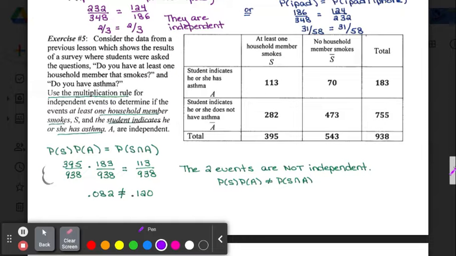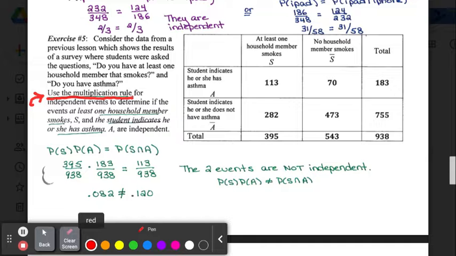So on this last problem on this page, we're going back to our students who have asthma and live in a household where at least one person smokes. We've been doing this a bunch of times so far this unit. So here's our directions. Use the multiplication rule. We've previously done this with our conditional probability, our given statements. So use the multiplication rule to determine if the events at least one household member smokes and the student indicates he or she has asthma are independent.